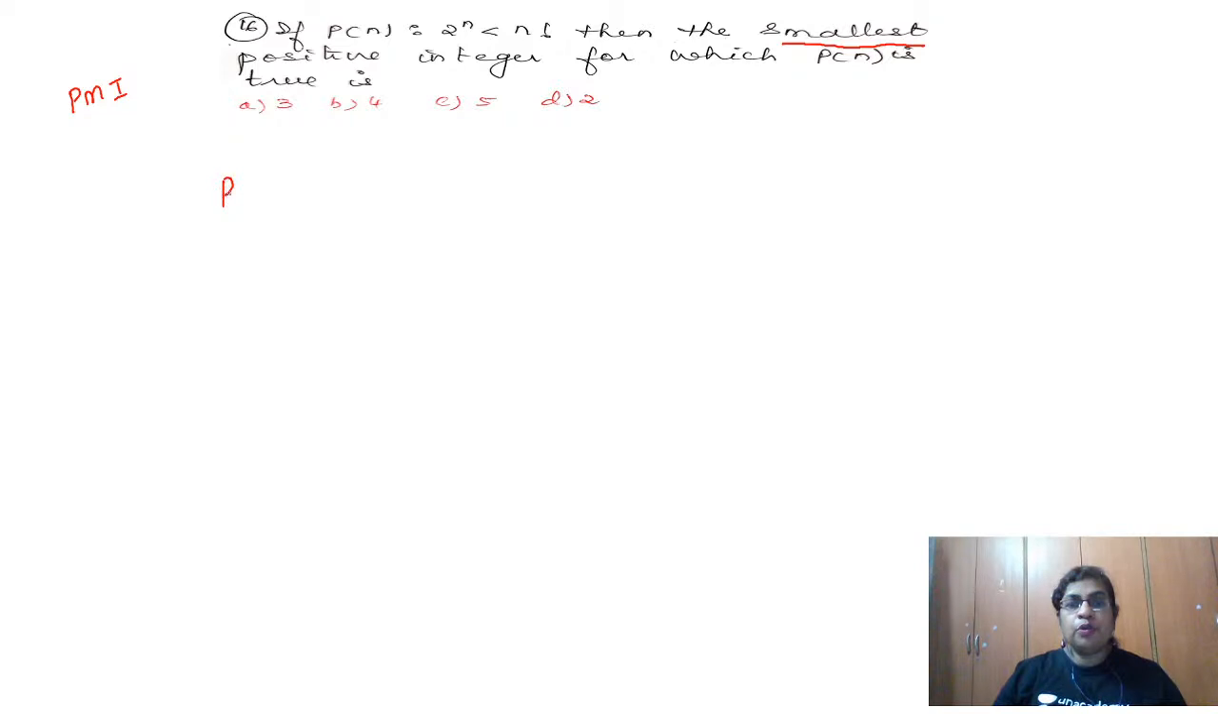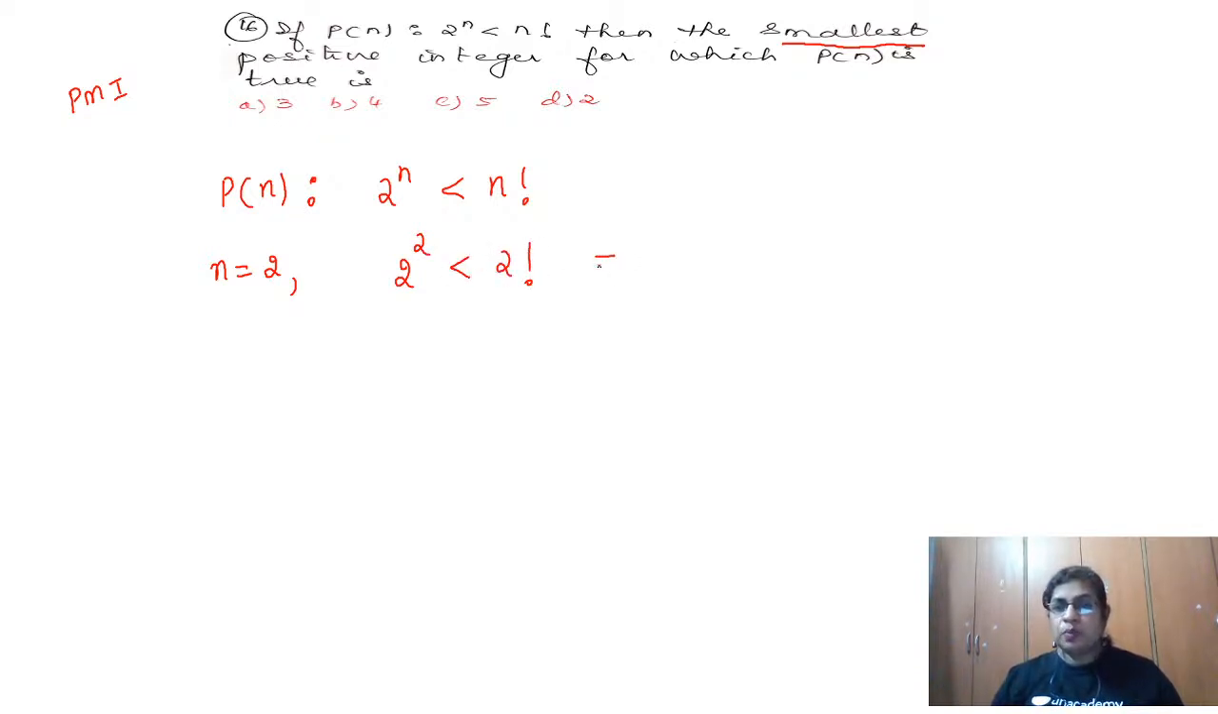So now what do we have to prove? P of n is telling us 2 to the power n is less than n factorial. Let us substitute the value of n and see which is the smallest integer that gives me the answer. Let us start with the smallest one from the options, because we have to select one of the options. So take n is equal to 2. Then we get 2 to the power 2 is less than 2 factorial.